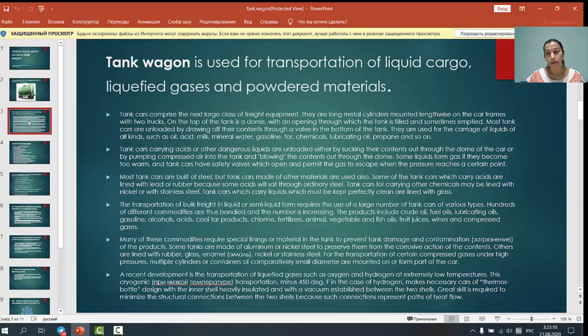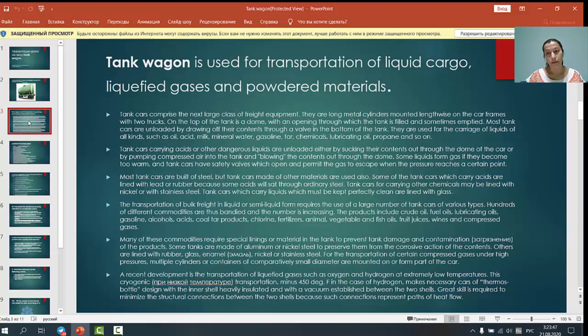Some liquids form gas if they become too warm, and tank cars have safety valves which open and permit the gas to escape when the pressure reaches a certain point. Most tank cars are built of steel, but tank cars made of other materials are used also. Some of the tank cars which carry acids are lined with lead or rubber because some acids will eat through ordinary steel.